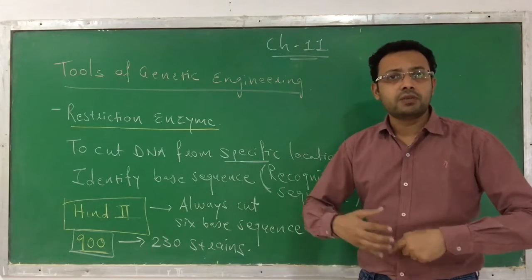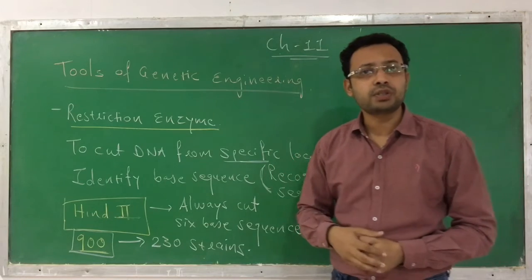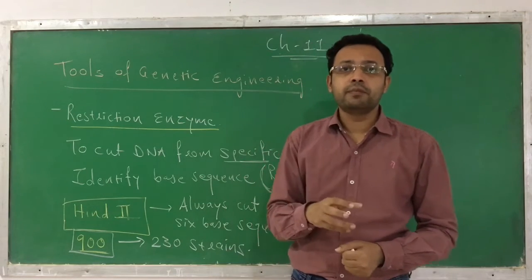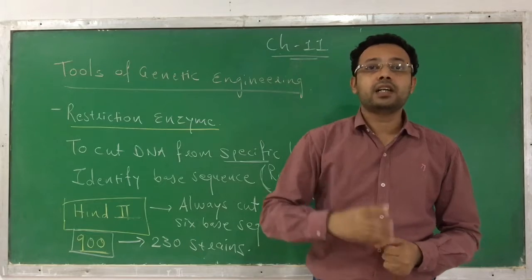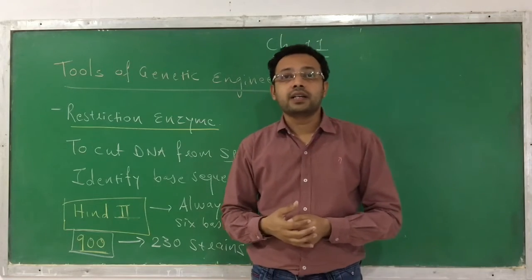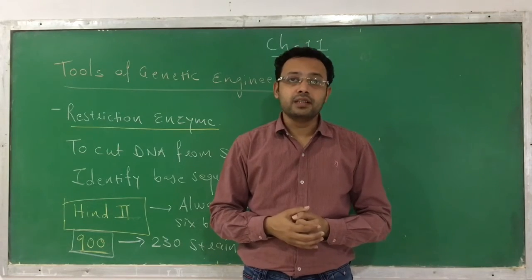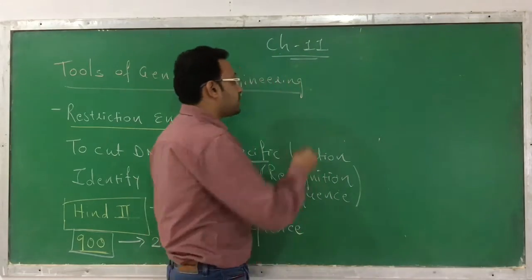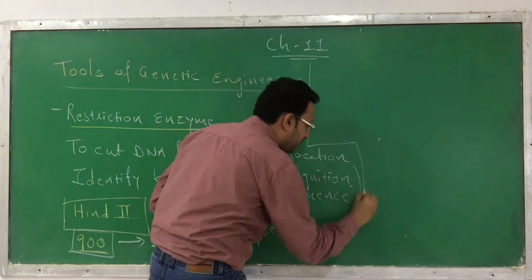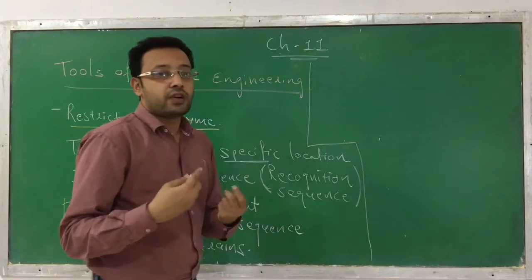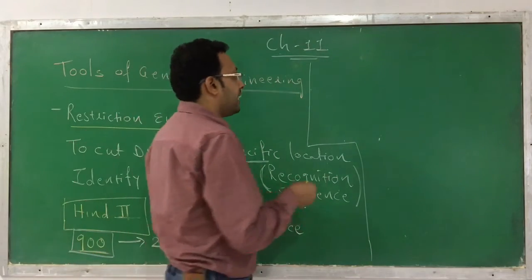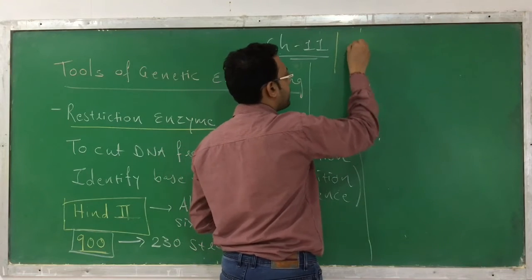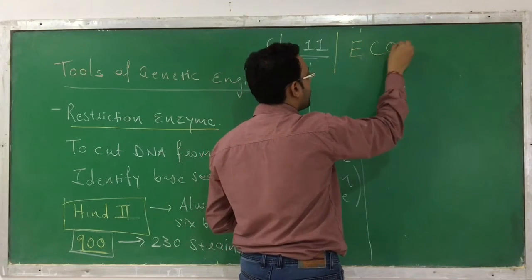Now that we have discovered so many restriction enzymes, a problem comes regarding their nomenclature, or how to give their names. So a specific system has been developed. I will explain the naming method, or the nomenclature method, for restriction enzymes. Let's see one example of a restriction enzyme, EcoR1.